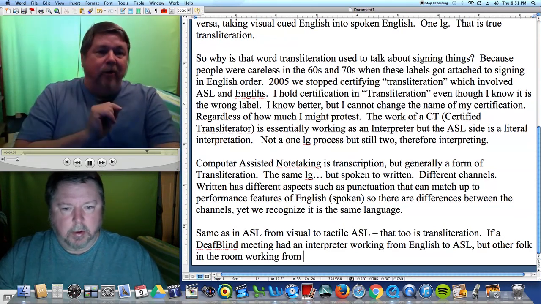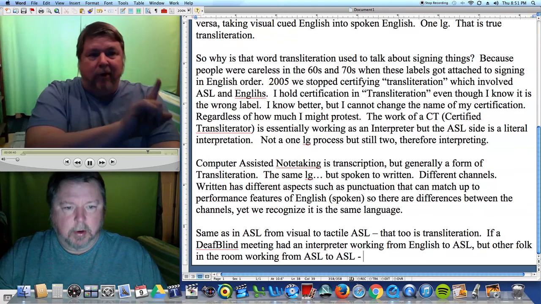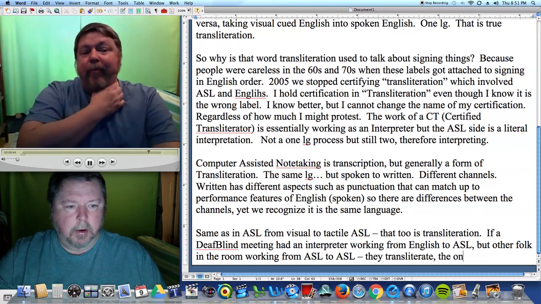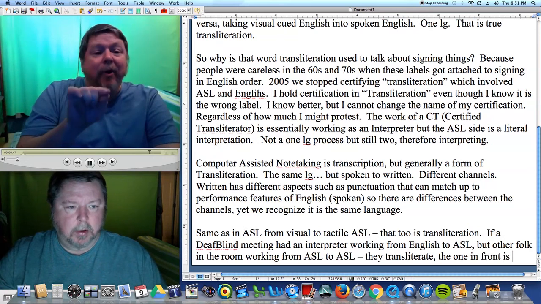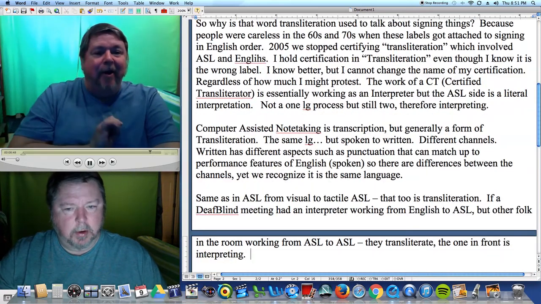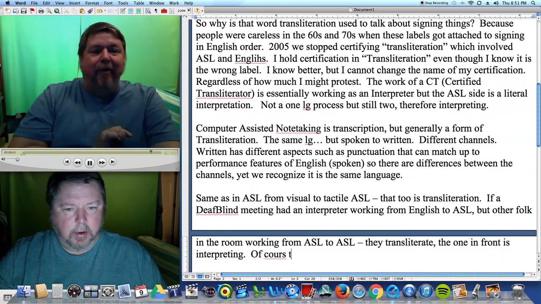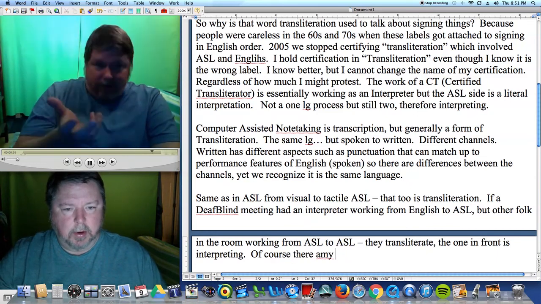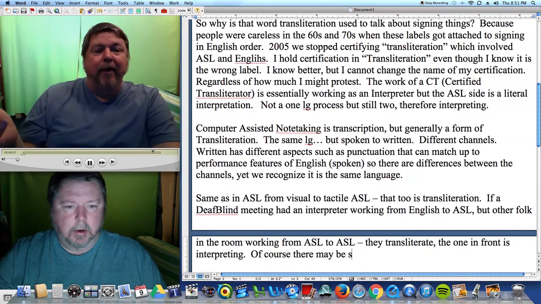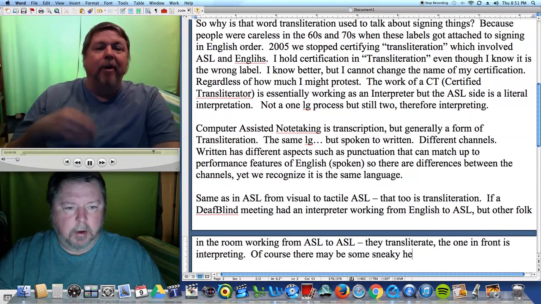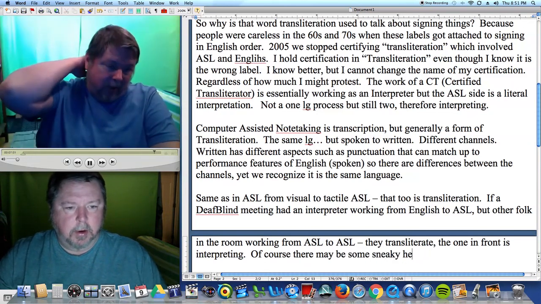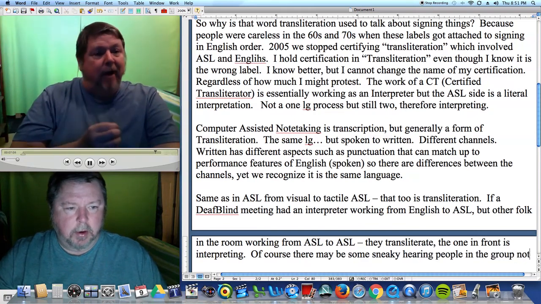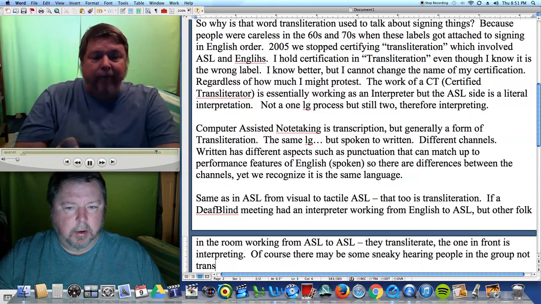The one person who's interpreting is the person who's taking it from English into ASL at the front of the room. Although you may have a few hearing people sneaking into the audience who aren't watching the interpreter, and they're listening to the spoken English and interpreting into tactile ASL. Sure, you could do that too. But largely, we're talking about what it is that the deaf interpreter is doing. Technically, they're transliterating from ASL to ASL.